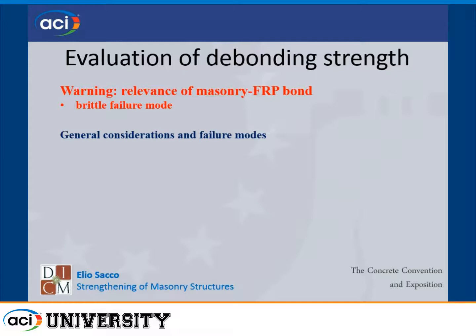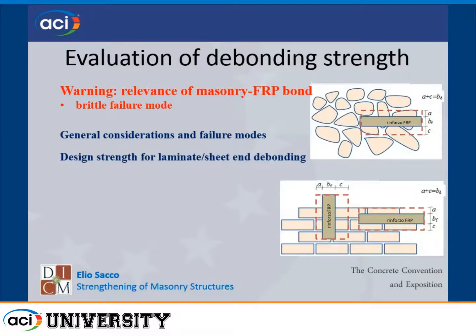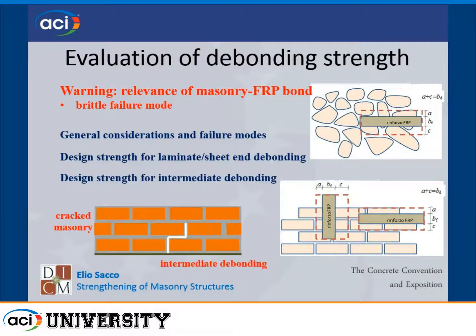The debonding is a very important problem because when the FRP is debonded, it does not work. Moreover, generally this failure is very brittle and for this reason is undesired. There are several types of application of FRP, and we give some formulas for these different kinds of masonry in the document, for the end debonding and also for intermediate debonding.